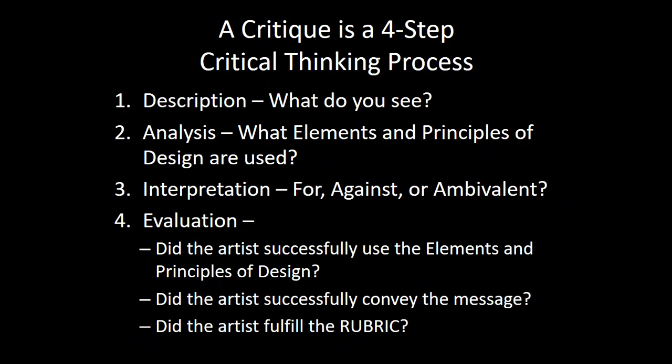A critique, and you've heard this before, is a 4-step critical thinking process. Step 1 is the description. It just talks about what medium was used and what you're seeing. It's very superficial. Step 2 is the analysis, and this is where you're going to dig deeper and analyze the elements and principles of design that are used. Step 3 is the interpretation. This is where you're trying to figure out what the meaning is, or what the artist intended the meaning to be. So for this vintage zoo poster, you're asking, is the artist for, against, or ambivalent towards zoos?